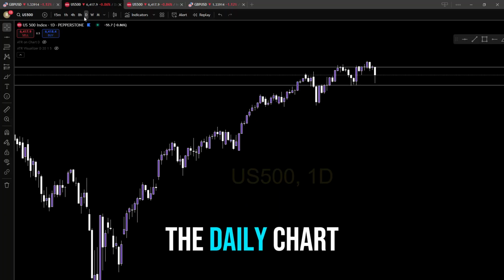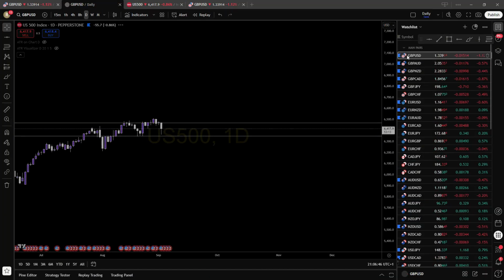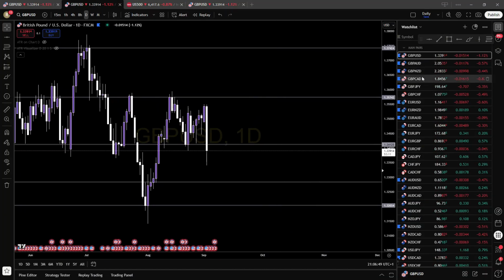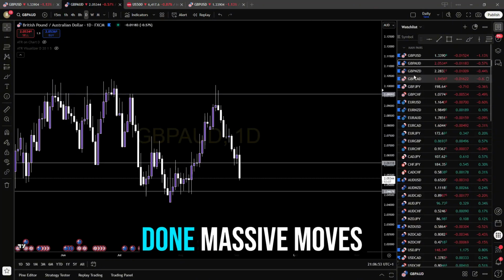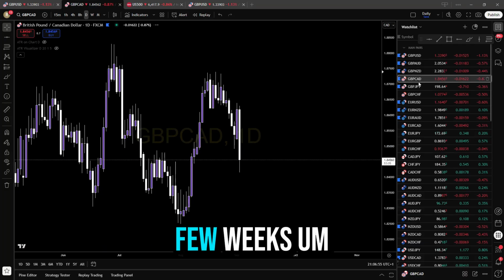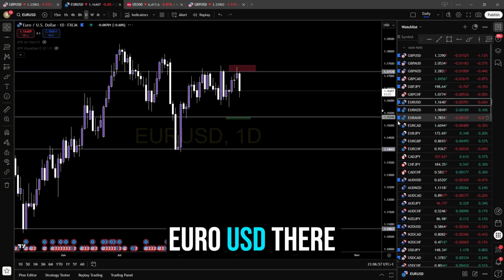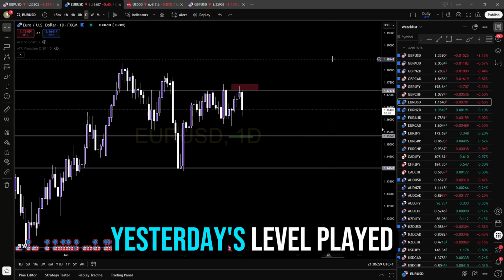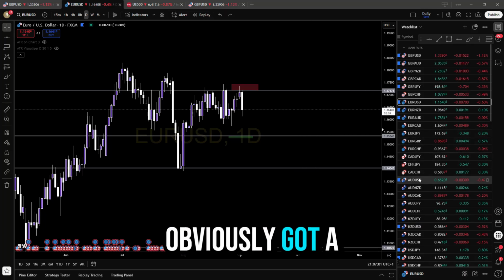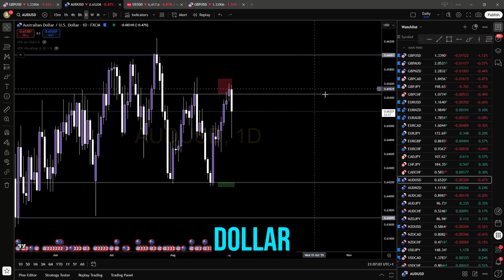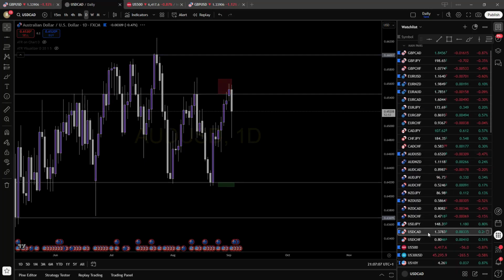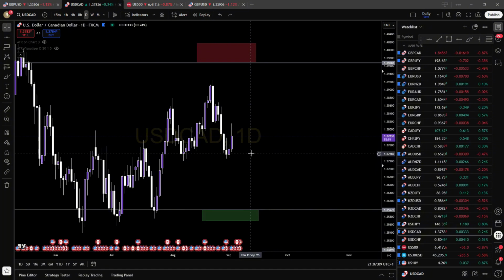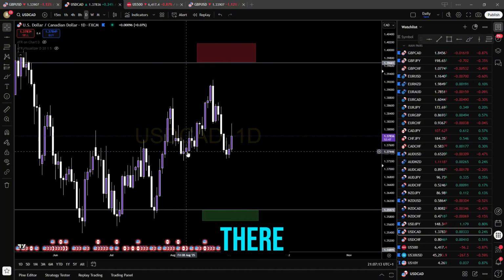Like going through the daily chart earlier on, there's a few daily levels that have done massive moves in the past few weeks. Euro USD, yesterday's level played out. I know it obviously got a helping hand today. Aussie US dollar. Dollar CAD, level played out there.